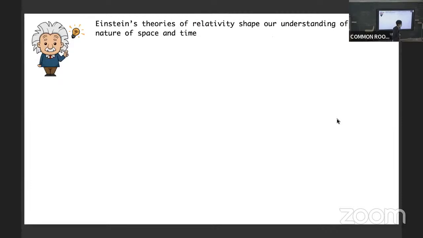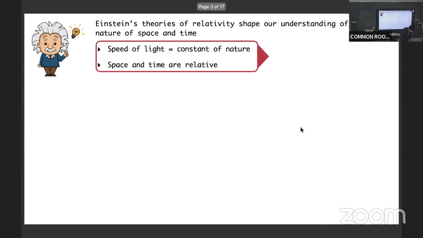Let me start from something simple. Let me start from Einstein. At least half of our modern physics goes back to Einstein, right? His theory of relativity gives us a new understanding of the true nature of space and time. In special relativity, you have the idea of a constant of nature, which is the speed of light, the speed of massless particles. And in the framework of relativity, both space and time are relative.